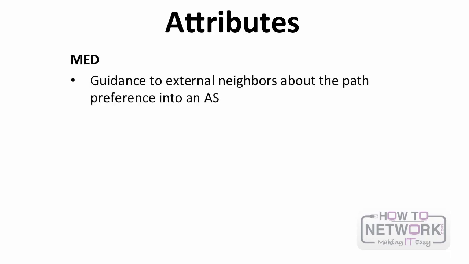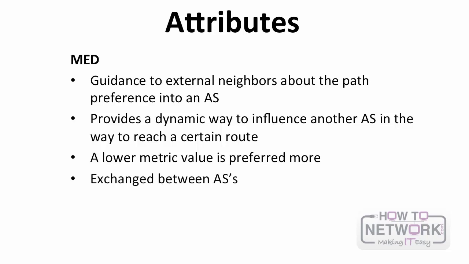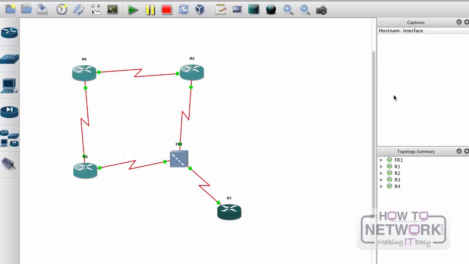The next attribute that is important to understand is MED. Now, MED gives guidance to external neighbors, external to our autonomous system, about the path preference into our autonomous system. So we can dynamically influence how our neighbors route traffic to us. We can influence traffic flows. And this information is exchanged between our ASs. It's also important to note that although we pass this information on to an AS, they do not forward it.